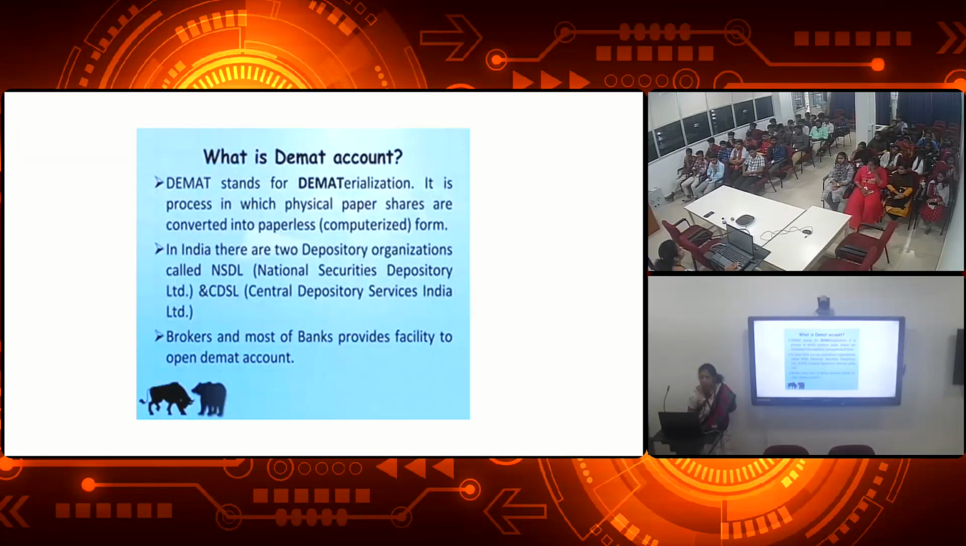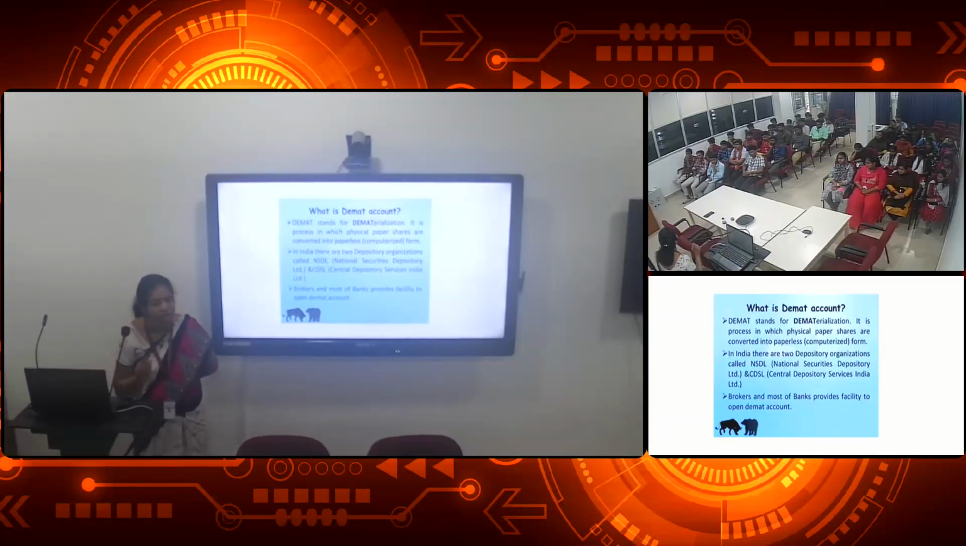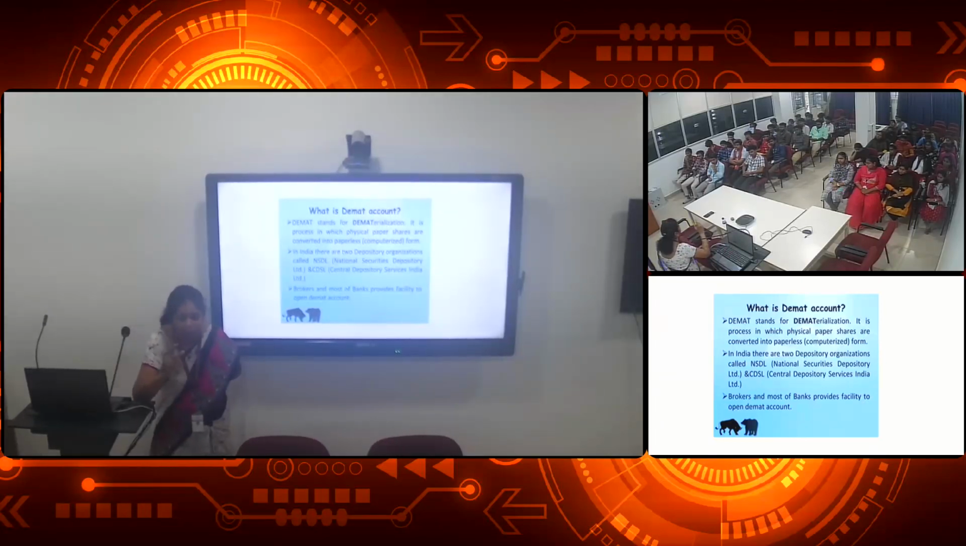What is a demat account? Demat stands for dematerialization. It is the process by which physical paper shares are converted into paperless, computerized form. A demat account is paperless work, everything through online. You can invest online. Suppose you have 50 rupees, you can take the trade.